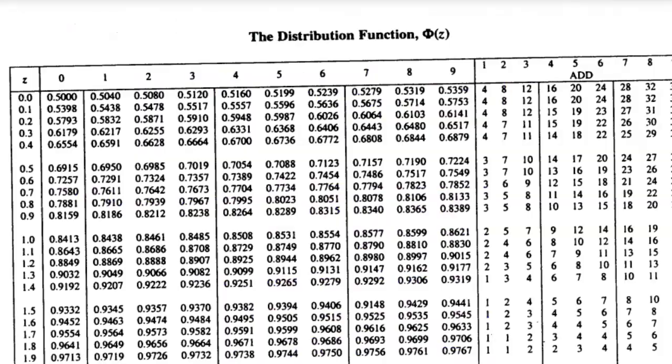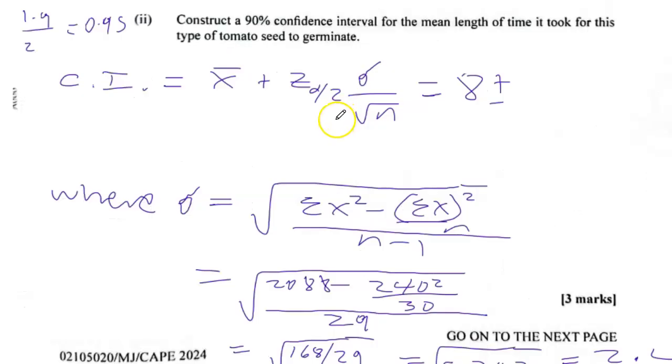Let's go to the z table. So we look for 0.95, or the closest value to 0.95. So 0.95, that's here. 0.9495 is also here. So 0.95 is somewhere between these values. So the corresponding z value here is 1.64 or 1.65. I'm going to be using 1.645, the average of the two values there.